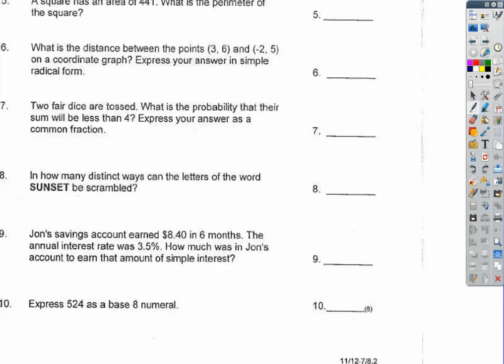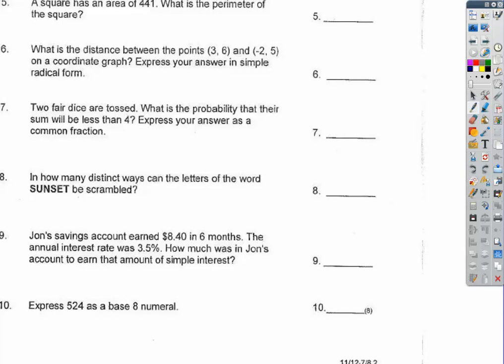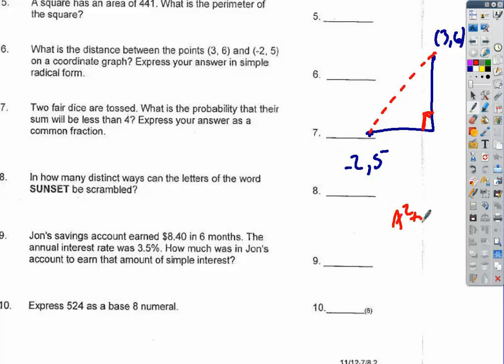Number 6. The distance. Now there's a distance formula, but the easiest way to think about this is to do this. I have a point here that's at 3, 6. I have a point here that's at -2, 5. So make the triangle here, and I'm trying to find the hypotenuse. Well, this is a right triangle, so we want a squared plus b squared is equal to c squared. So from here to here, that is a difference of 5. Then from 5 to 6 is 1.